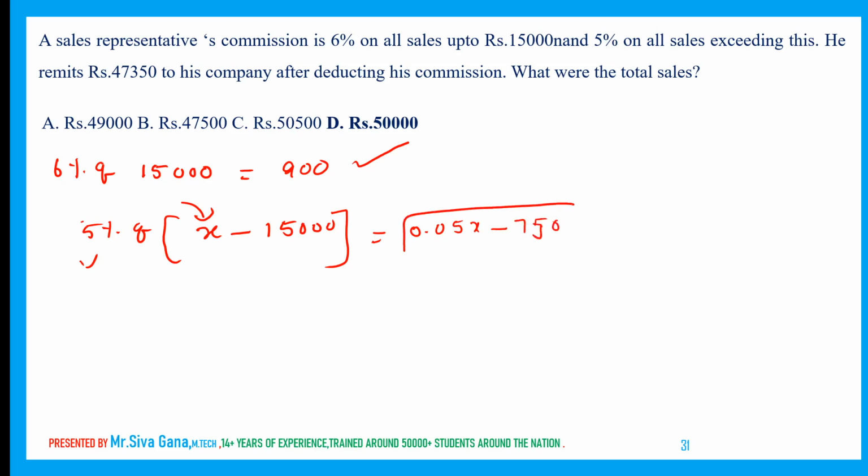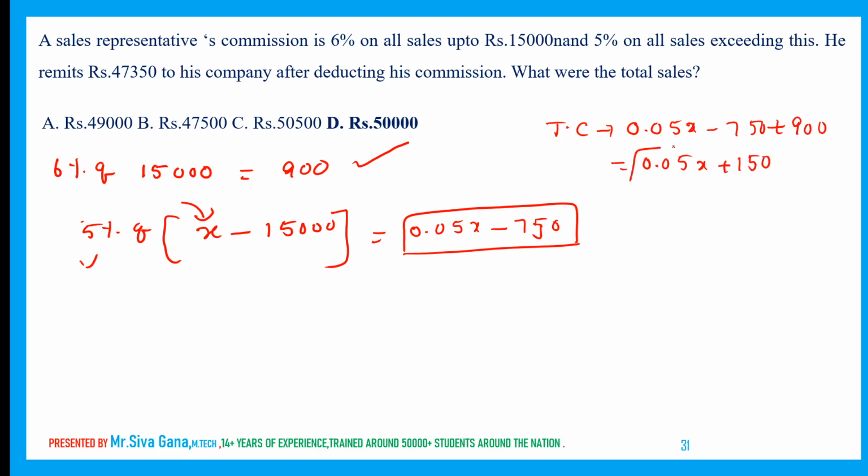This is the commission for what? Exceeding 15,000. Now the total commission that the salesman got is 0.05x minus 750 plus 900. That comes out to be 0.05x plus 150. This is the total commission that the salesman is getting.